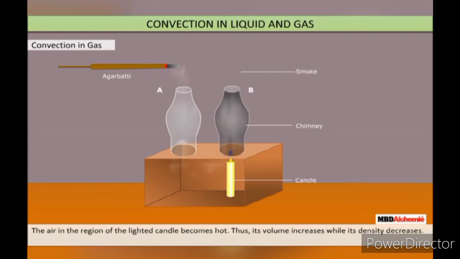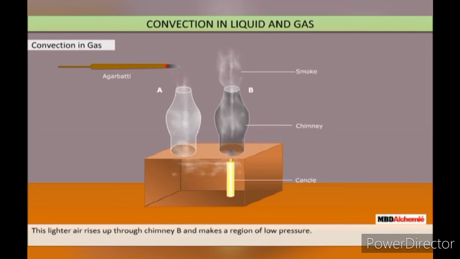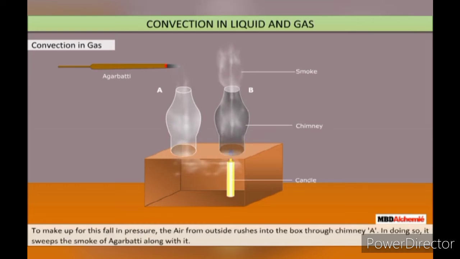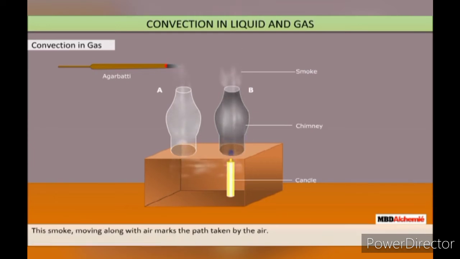The air in the region of the lighted candle becomes hot. Thus, its volume increases while its density decreases. This lighter air rises up through chimney B and makes a region of low pressure. To make up for this fall in pressure, the air from outside rushes into the box through chimney A. In doing so, it sweeps the smoke of the agarbatti along with it. This smoke, moving along with the air, marks the path taken by the air.